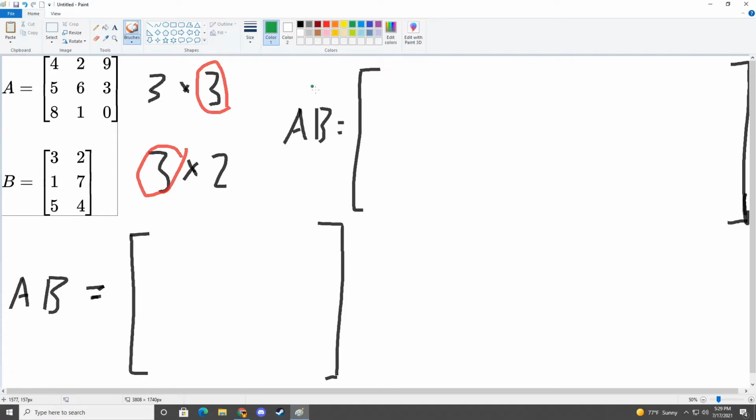And so now we want to find the dimensions of the product of matrix A and B. To do that, we'll take the 3 rows in matrix A and the 2 columns in matrix B. And so that's going to tell us that our final product, matrix AB, will be a 3 by 2.